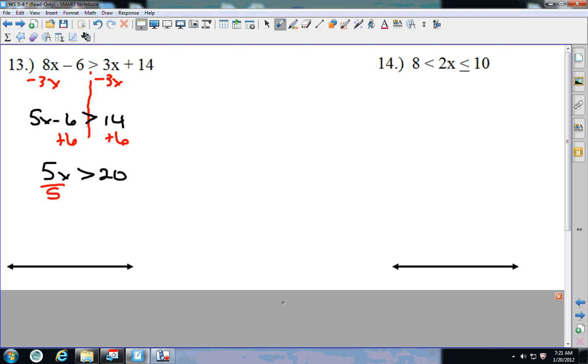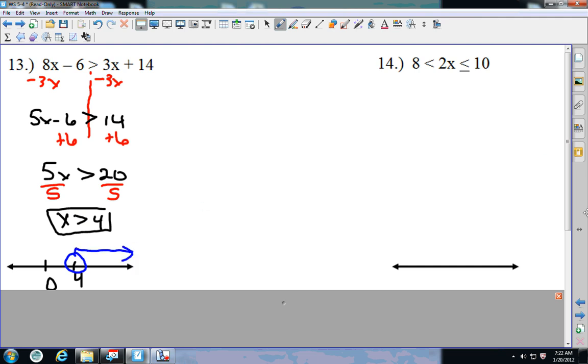Divide by 5. And you get x is greater than 4. So here is 4. Here is the 0. It is an open circle, because there's not an equal to bar, it is greater than, so we shade to the right.